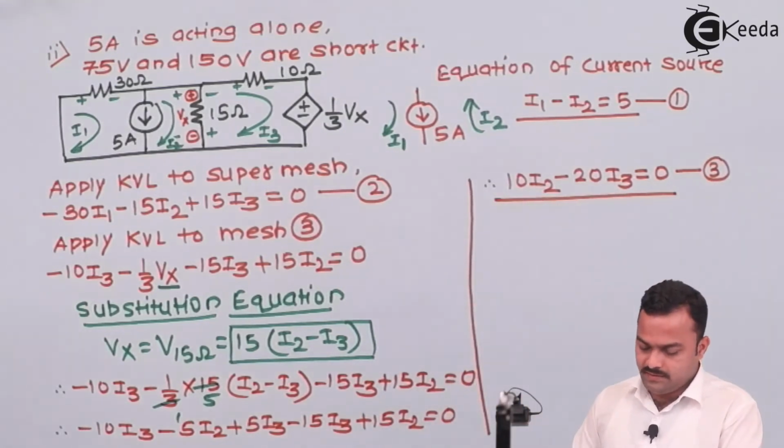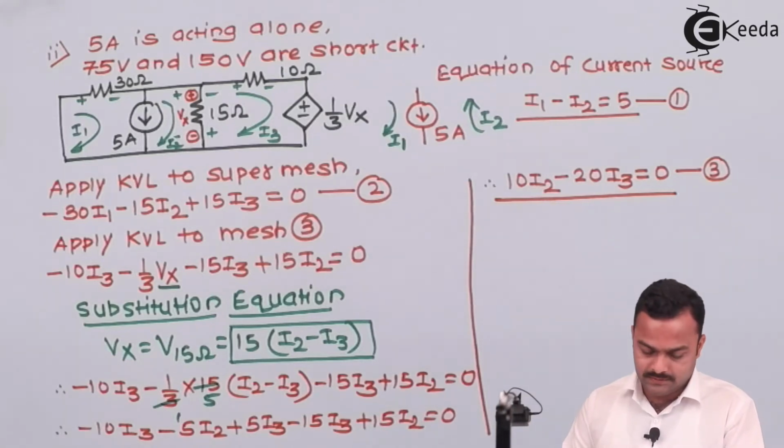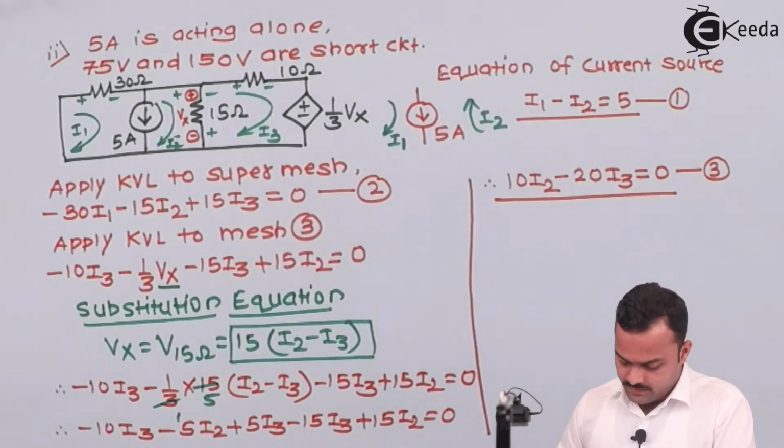So here you are having three equations. Upon solving this, we will get the values of I1, I2, I3. So we will get the value of I1 as 1 ampere.